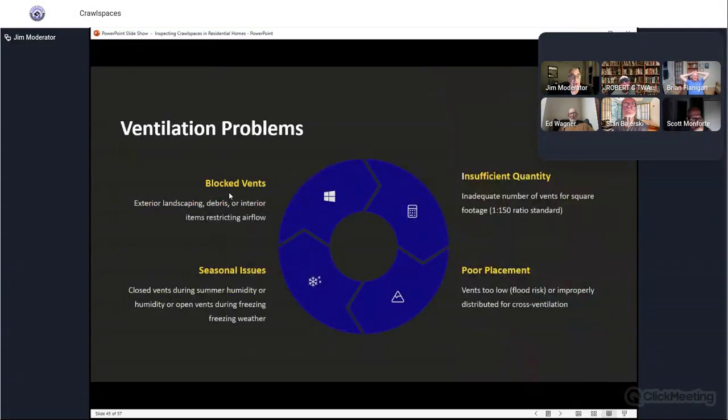We're going to look for ventilation problems. We're going to look for blocked vents, insufficient quantity of vents. We've talked about this. Poor placement, they're too low. Closed vents during the summer humidity, or open vents during freezing weather. We have to check to see what they are and how they should be open during different seasonal times of the year.